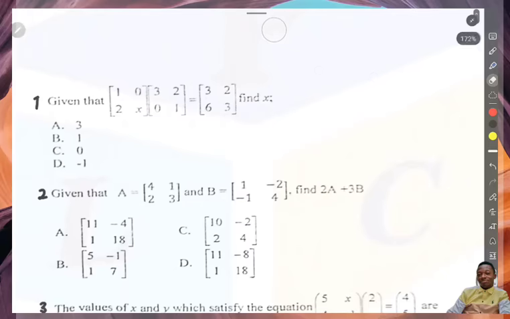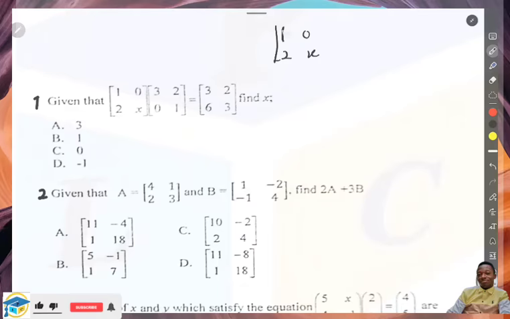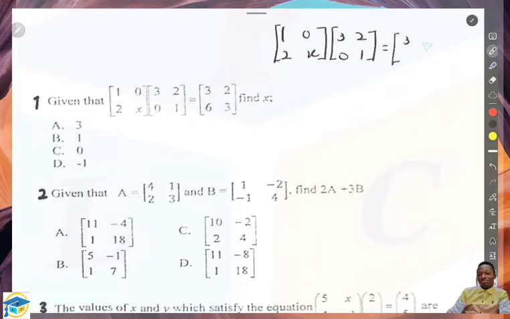We have 1, 0, 2, and x as a matrix multiplying 3, 2, 0, 1. And that is equal to 3, 2, 6, 3. So how do you solve for x? Here, we say that the first row of the first matrix will multiply the first column of the second matrix. Then the same row will multiply the second column of the second matrix. That's going to result to addition. So this is what we mean.